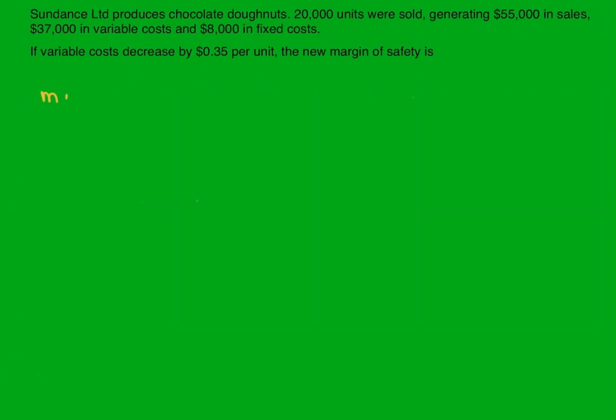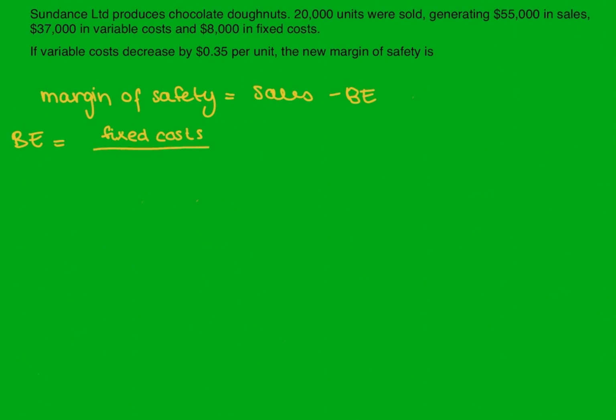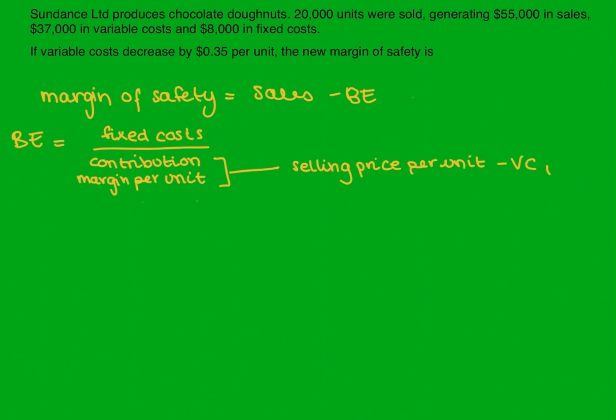Sundance Limited produces chocolate donuts. 20,000 units were sold, generating 55,000 in sales, 37,000 in variable cost, and 8,000 in fixed costs. If variable costs decrease by 0.35 per unit, the new margin of safety is. So the margin of safety is equal to sales minus break even. Break even is calculated by fixed costs over contribution margin per unit. Contribution margin is found by selling price per unit minus variable cost per unit. So our first thing that we need to find is our variable cost, which is 37,000 divided by 20,000, which is equal to 1.85.